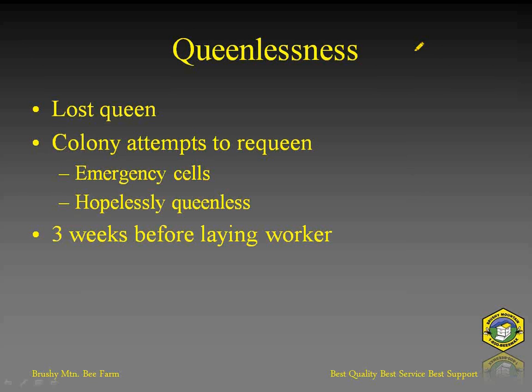Generally speaking, queenlessness is recognized within a few hours, and cell construction will begin within 12 to 48 hours. So they're very quick to try and rectify their queenlessness. But again, the quality of those cells will be questionable.